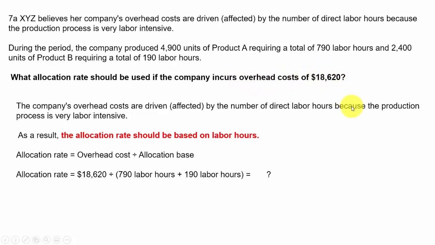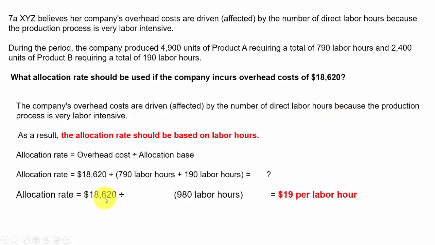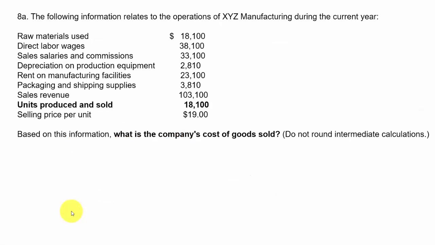So when we do that, what we find out is that $18,620, that's how much we spent on overhead, divided by the total labor hours that we incurred, which are 980, means that every time that we spend a labor hour, we should allocate $19 to overhead. So let's go to the next question.